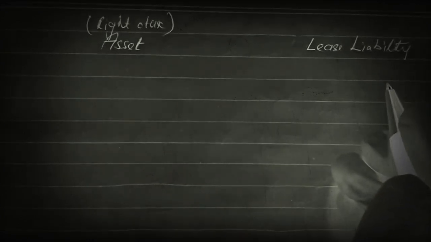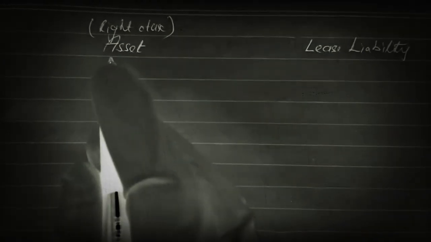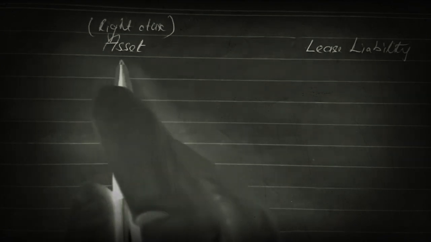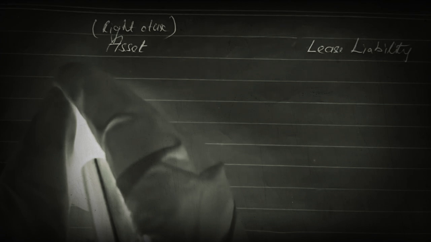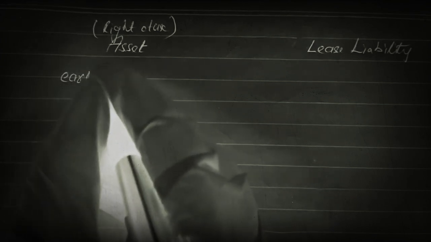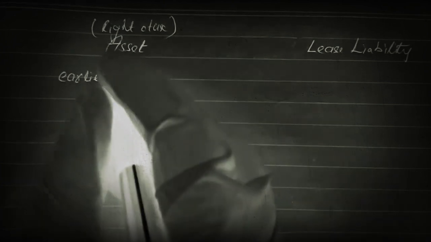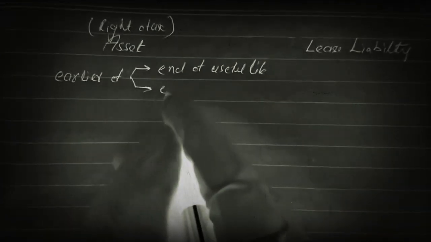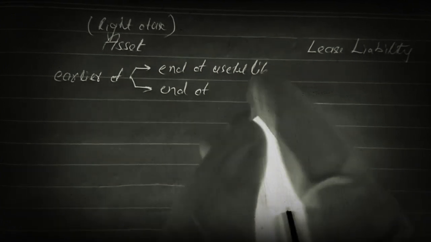So for assets, first we have to decide the period of depreciation for the asset, because the asset will have to be depreciated. So the rule is that the period would be the earlier of, which means that the depreciation would end at the earlier of, end of useful life, or the end of lease term.